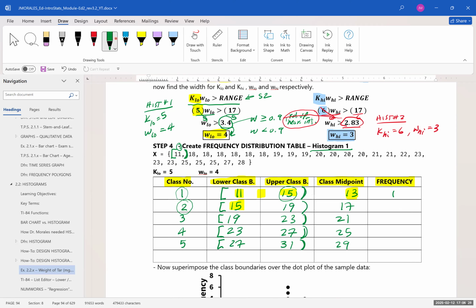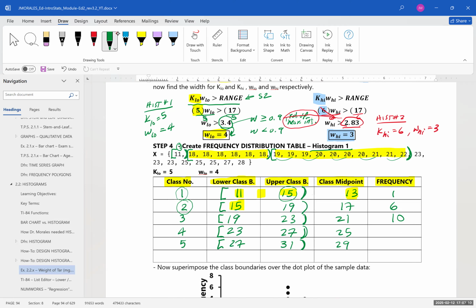Now, how about in class 2? That includes 15 and goes up to, but does not include 19. So that's going to be all of these ones. How many do we have there? We've got 1, 2, 3, 4, 5, 6. All right, next we're going to go from including 19 and excluding 23. That's going to be all of these ones. How many of those do we have? Let's see, we've got 2, 4, 6, 8, 10. It's going to be a frequency of 10.